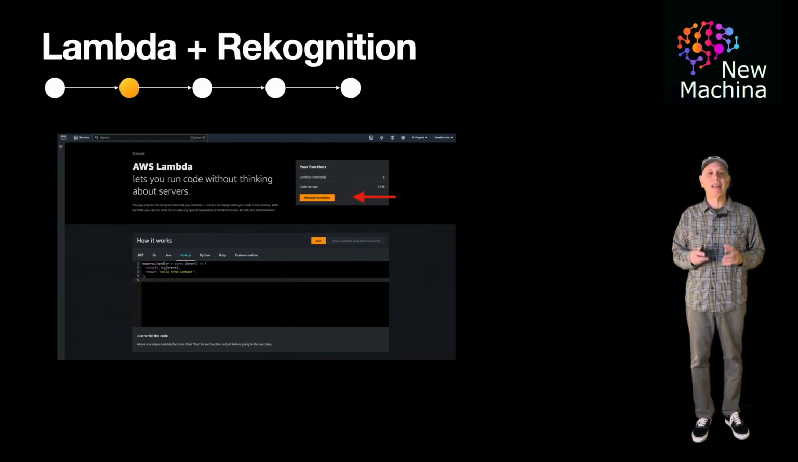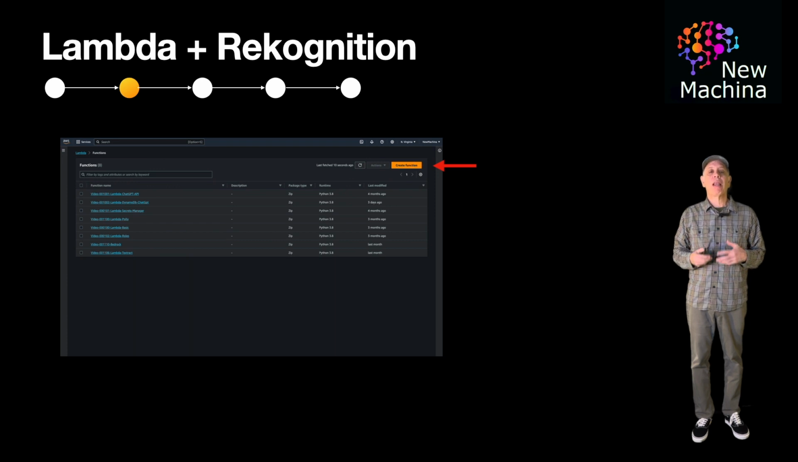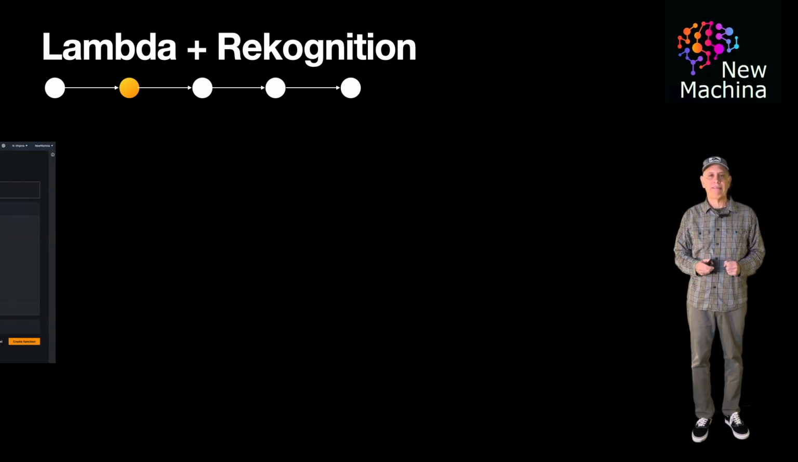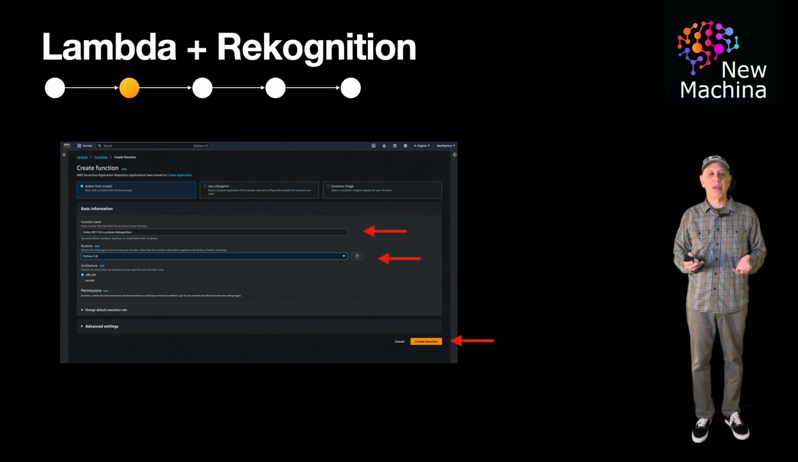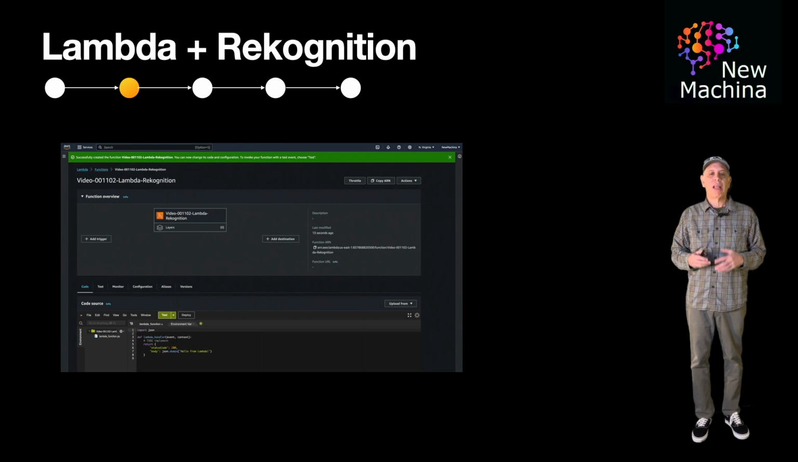First, I'll navigate to the Lambda service in the AWS console. Here, I'll click Manage Functions. Now we want to create a Lambda function, so I click Create Function. Here, I'll enter a function name, and I've selected Python 3.8 as my language runtime. I take all the other defaults, and I click Create Function. So now the AWS Lambda service auto-generates a default function for me. So just to quickly test it, I click the Test button.